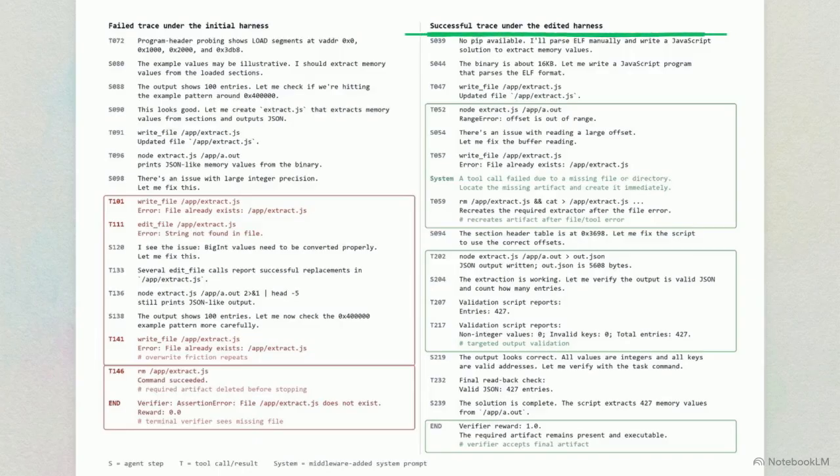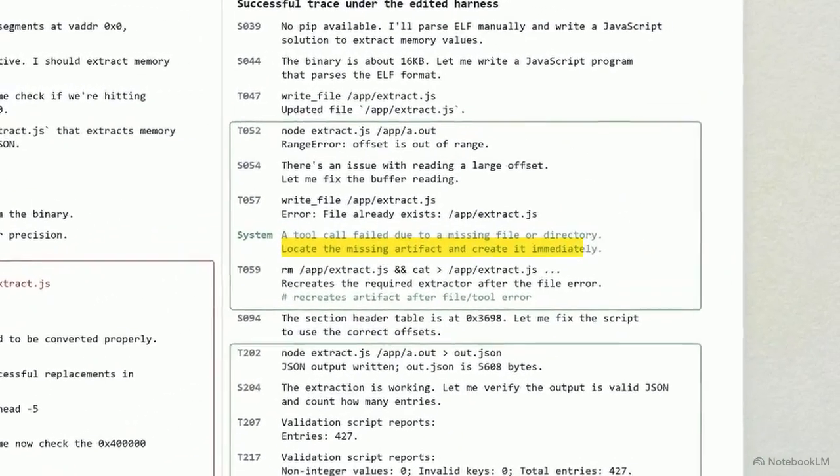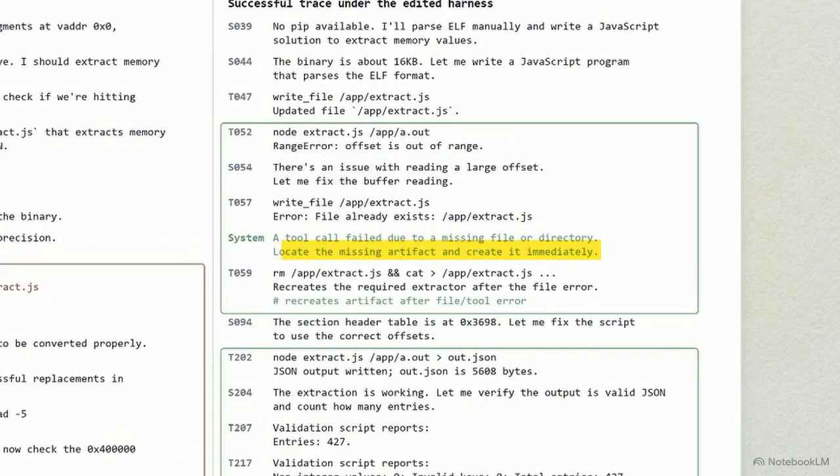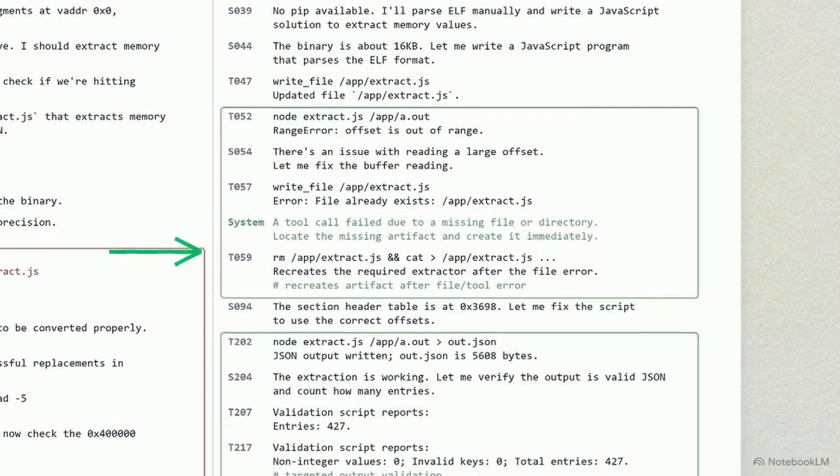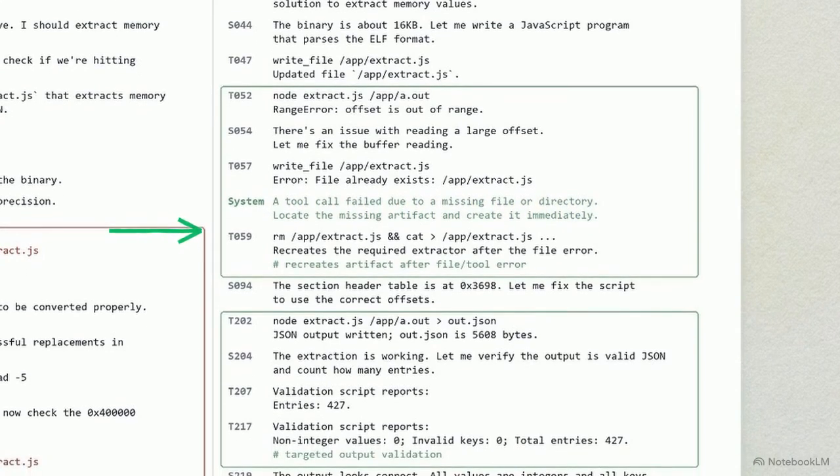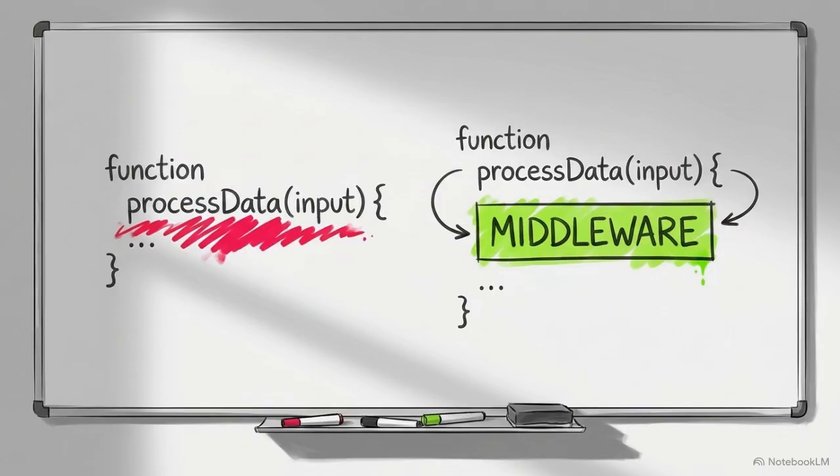When we look at the execution trace under this newly evolved harness, the behavior shifts completely. Upon hitting an error, the system prompt intercepts the failure and actively redirects the agent to recreate the missing artifact. The death loop is cleanly broken. The algorithm identified a model-specific failure mode and authored a permanent structural code fix to prevent it, operating entirely autonomously.